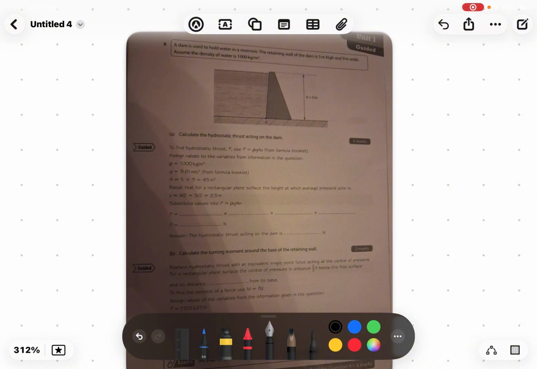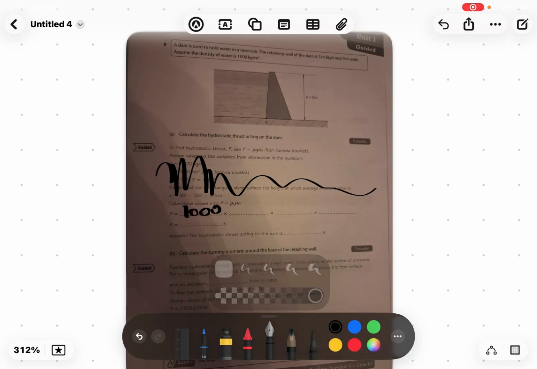So here's the next question. Please read it. This time they actually made it very simple. This is the formula, and we basically have to substitute the values in. So the pressure, so the density of the water is 1,000 kilograms per cubic meter. Why is it so big? Okay.